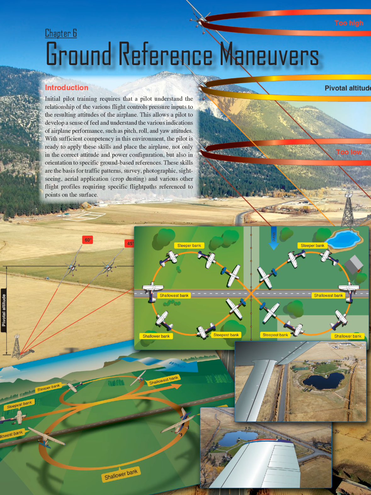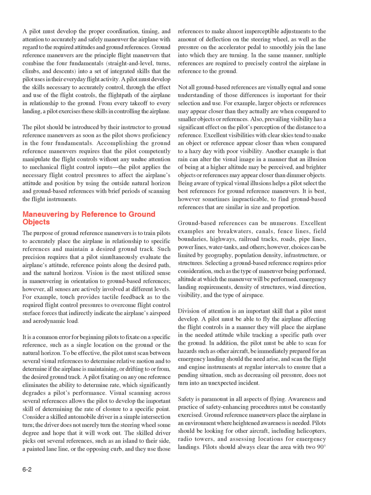With sufficient competency in this environment, the pilot is ready to apply these skills and place the airplane not only in the correct attitude and power configuration, but also in orientation to specific ground-based references. These skills are the basis for traffic patterns, survey, photographic, sightseeing, aerial application, crop dusting, and various other flight profiles requiring specific flight paths in reference to points on the surface. A pilot must develop the proper coordination, timing, and attention to accurately and safely maneuver the airplane with regard to the required attitudes and ground references.